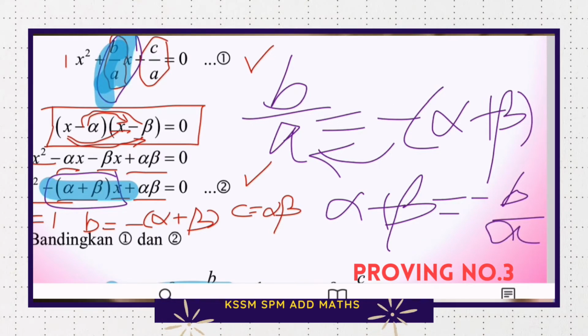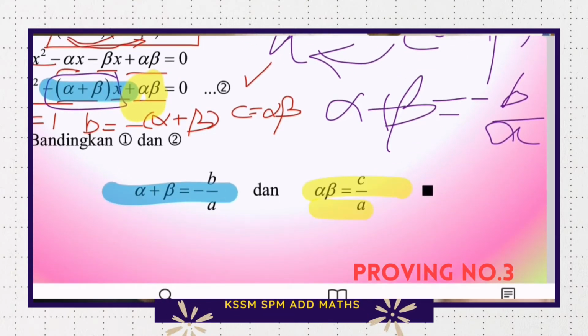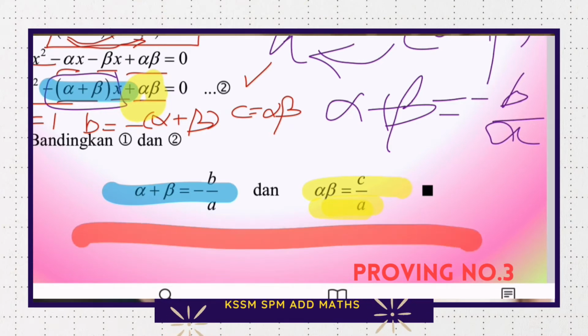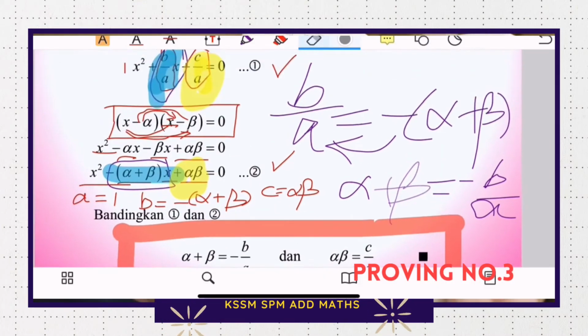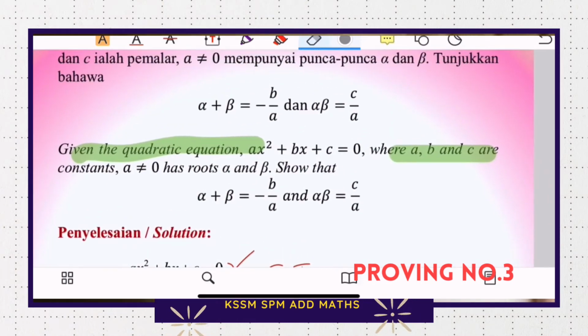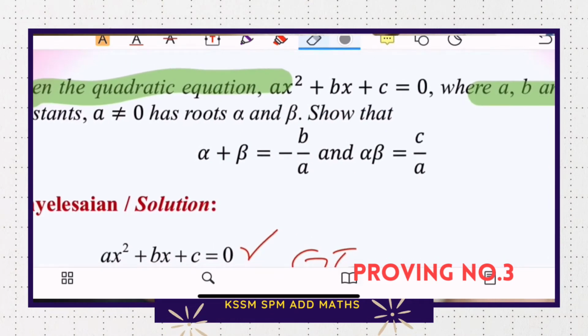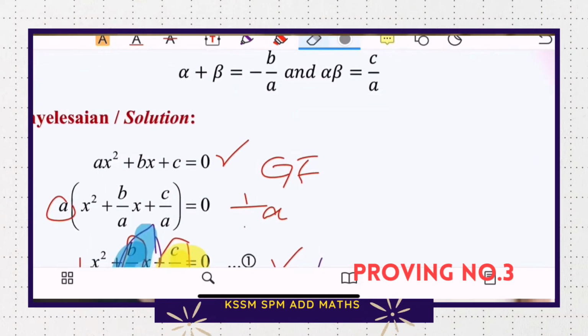And then for the c over a, compare with the alpha beta, that is why c over a is positive. Alpha plus beta is negative b over a, but alpha beta is c over a, which is positive. So we have proved that alpha plus beta equal to negative b over a, and then alpha beta is c over a by using general form and the roots of the alpha beta.